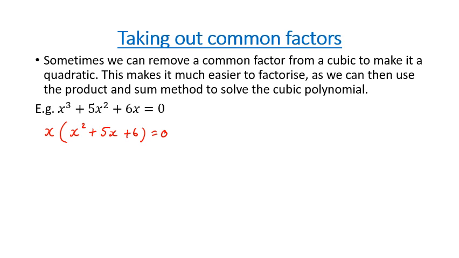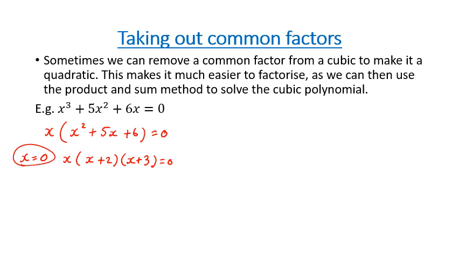I've now taken the x out. I know that x could potentially equal 0. Now what I'm going to do is factorize the quadratic within the brackets to get two sets of brackets using the product and sum. Basically, product and sum is I need two numbers that when added together give me 5, but when multiplied together give me 6. The answers are 2 and 3. So this becomes x outside of x plus 2, x plus 3, all equals 0.